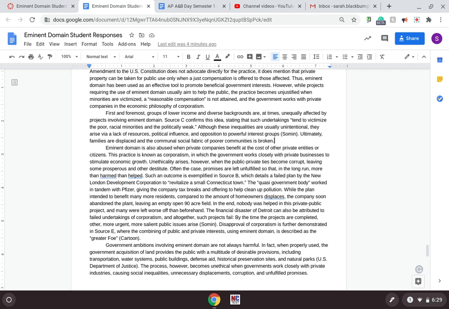So the last paragraph here: government ambitions involving eminent domain are not always harmful. They're conceding that, yeah, okay, sometimes it can be a good thing. However, and they bring it back to their original point, it becomes unethical when governments work closely with private industries, cause social inequalities, unnecessary displacements, corruption, and unfulfilled promises. So they thoroughly beat down this counter argument and say that, sure, it might do some good things, but the bad things it does definitely outweigh it. So anyways, nice job with the concession there, getting that last little point.